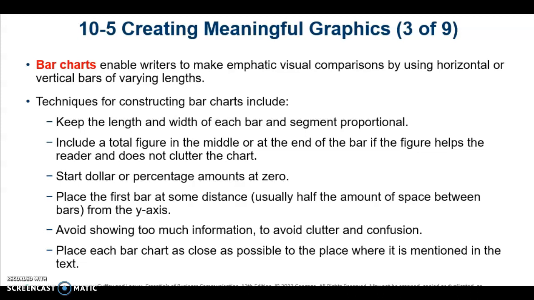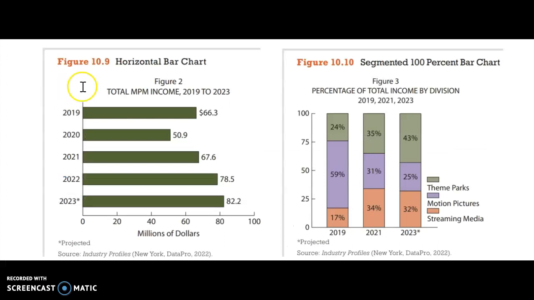Now let's look at bar charts. Bar charts enable writers to make emphatic visual comparisons by either using horizontal or vertical bars of varying lengths. So I'm going to show you sample bar charts. So figure 10.9, we have a horizontal bar chart, and then figure 10.10, we have a vertical bar chart.